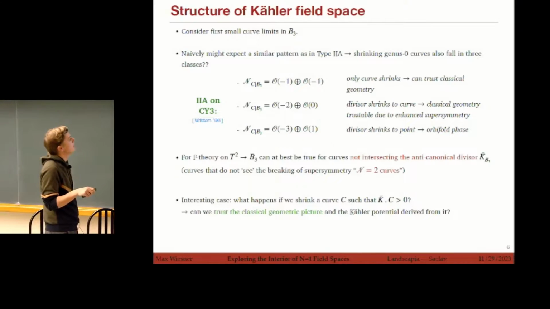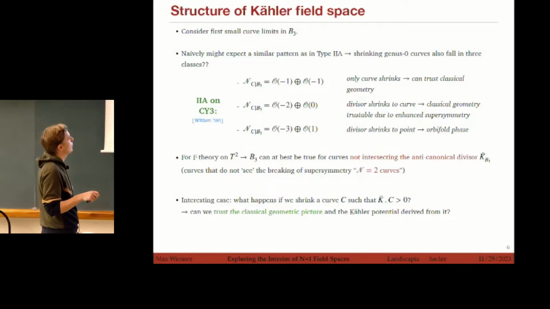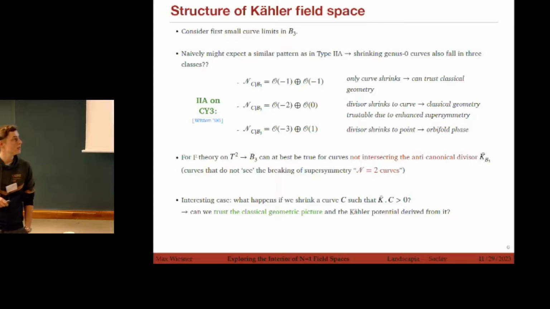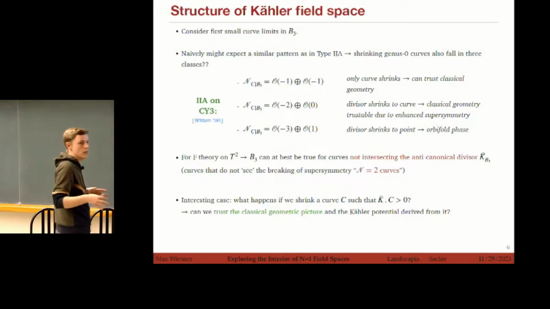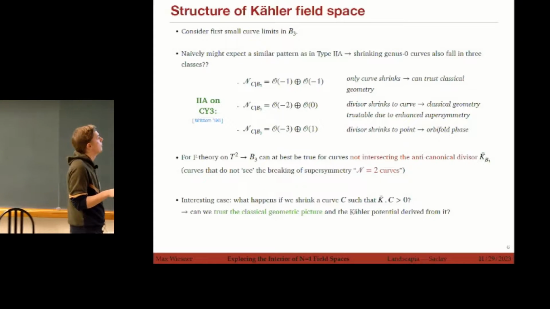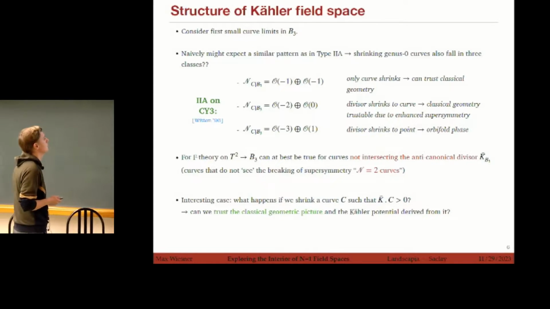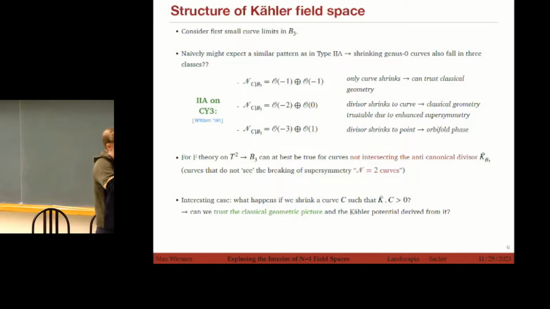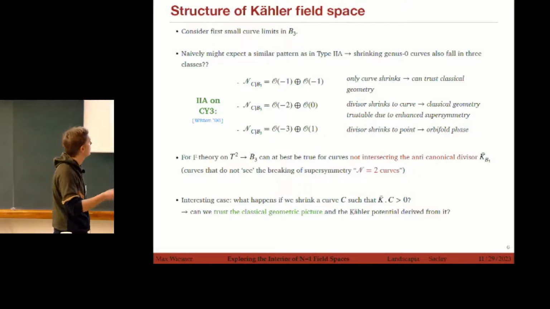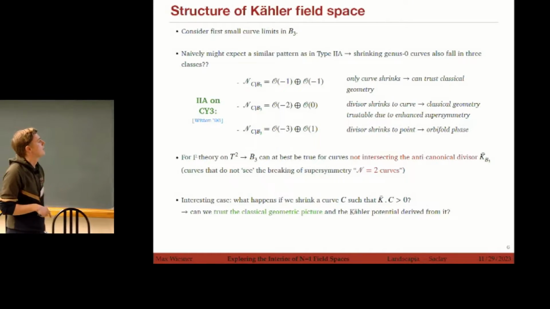So for F theory on an elliptically fibered Calabi-Yau fourfold, this can at best be true for curves that do not intersect the anti-canonical divisor K bar. So curves that basically do not see the breaking of supersymmetry, or one might call them curves that are actually N=2. But of course the interesting case is not this, because it won't be sensitive to any genuine N=2 to N=1 breaking effects.